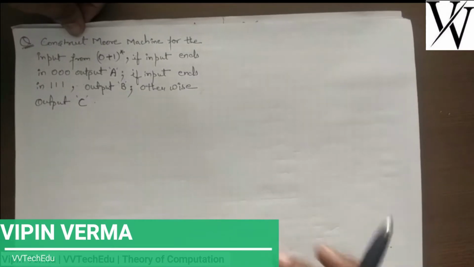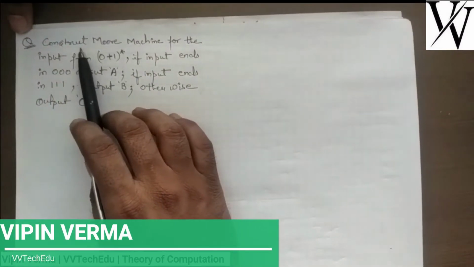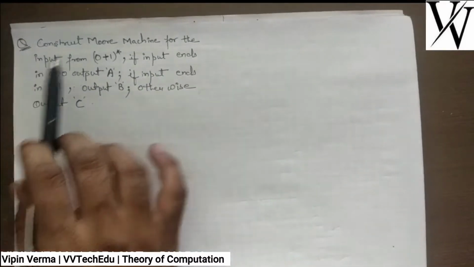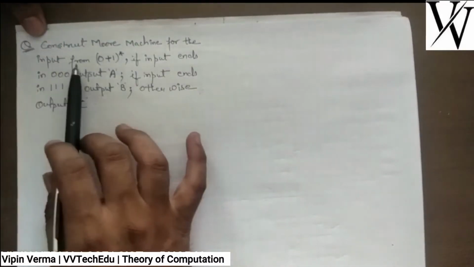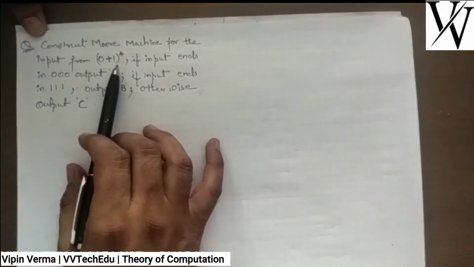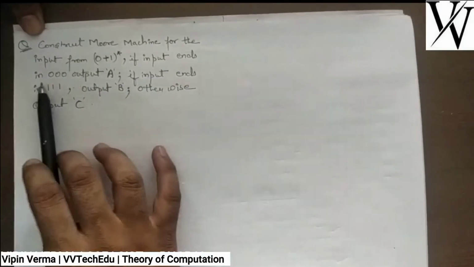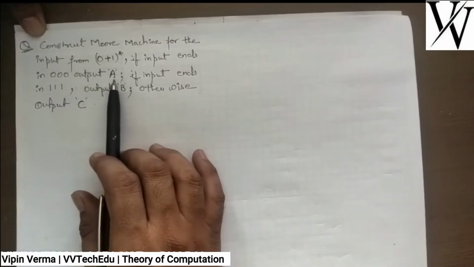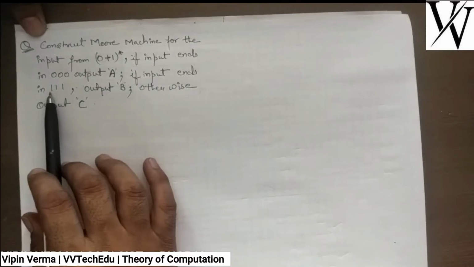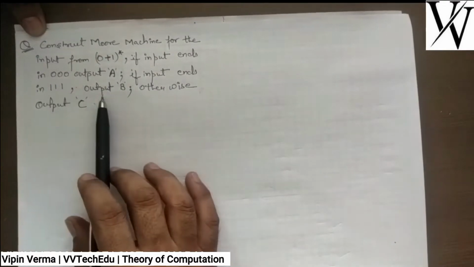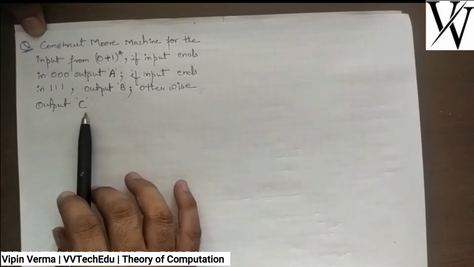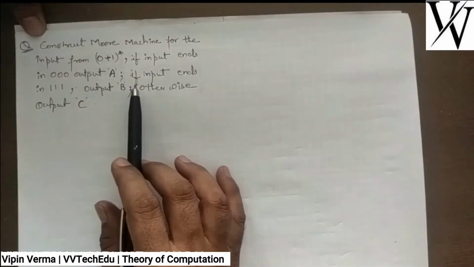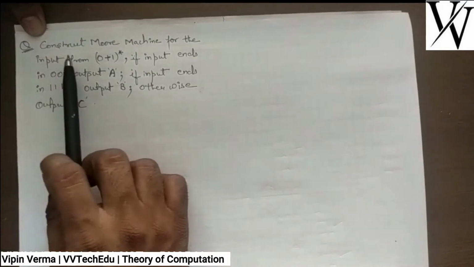Okay, now in this video section we are solving one more problem based on the construction of Mealy machine. Now the problem says: construct a Mealy machine for the input from 0 or 1. If input ends in 000, 3 consecutive zeros, the output will be A. If input ends in 111, then the output will be B, otherwise the output will be C. So what this problem actually defines, let me first discuss about this thing.